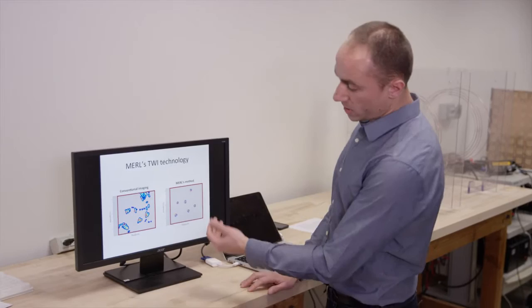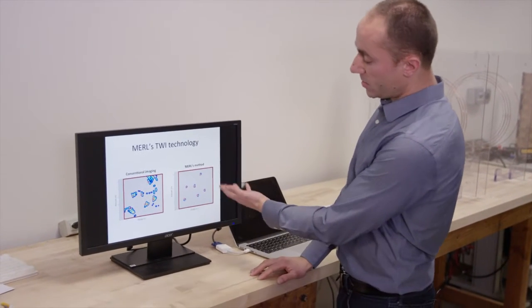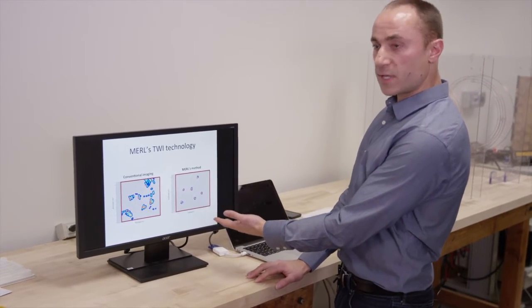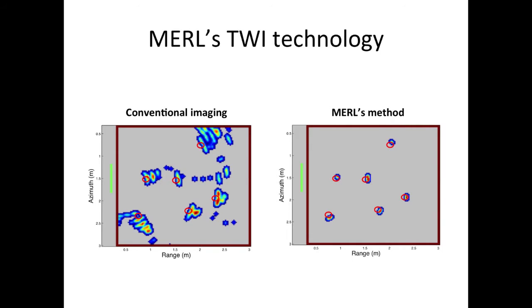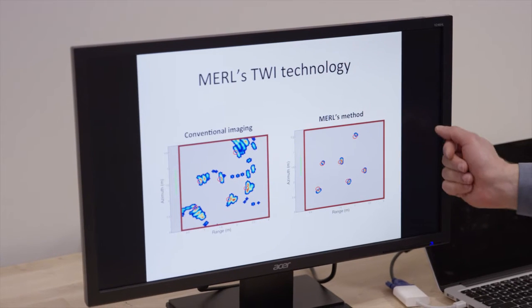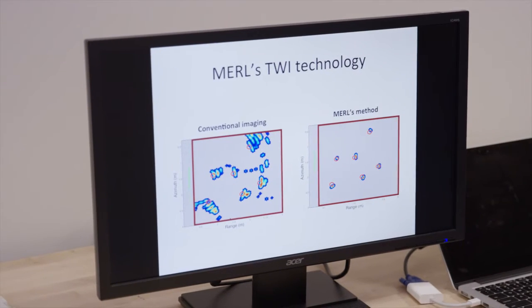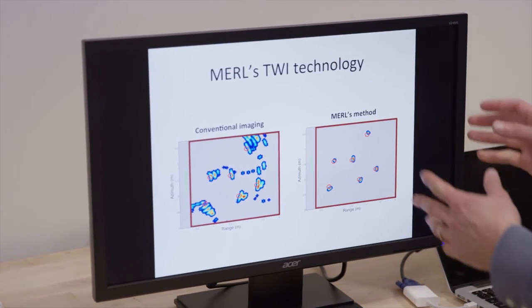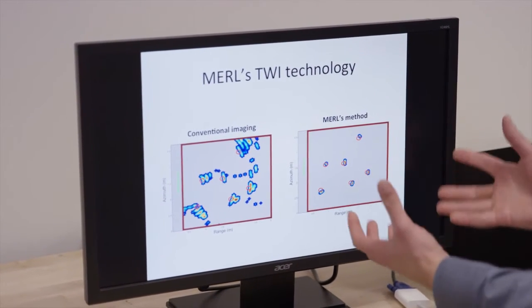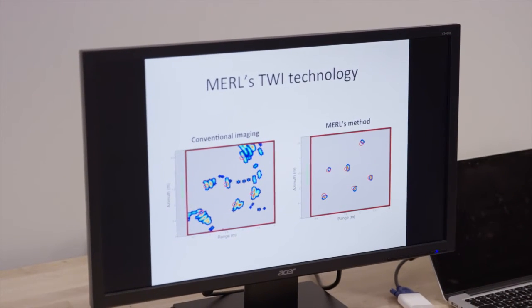So as an example, if we compare the imaging method that we developed at MERL to conventional methods, you can see that with MERL's method, we can completely remove all the noise or all the ghost targets that are in the scene, and we only find the targets that are actual objects located behind the wall.